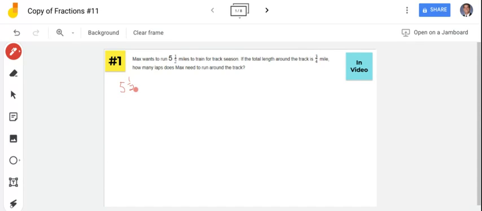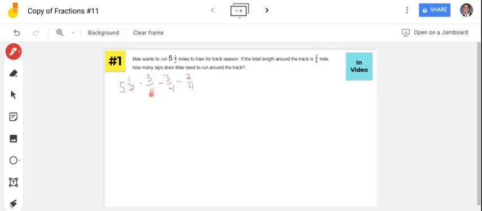Okay, so if his goal is 5.5 miles and he runs one lap around the track, I'm going to take 3/4 away because he ran 3/4 of a mile. Let's say he runs another lap, so subtract another 3/4 from the amount that he has to run. Then he runs a third lap, so I'm going to subtract 3/4 of a mile. And so as you can see, every time Max runs a lap around the track, we can subtract 3/4 of a mile from the amount of miles that he has left to run.